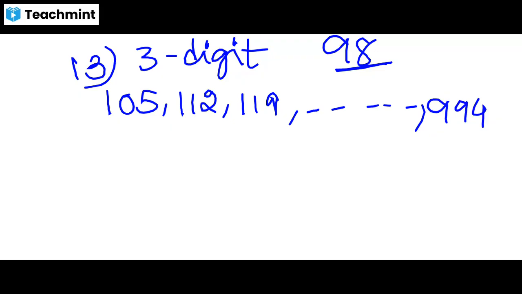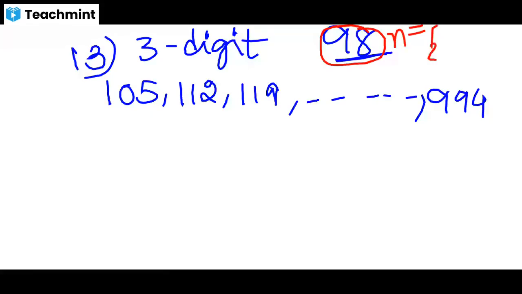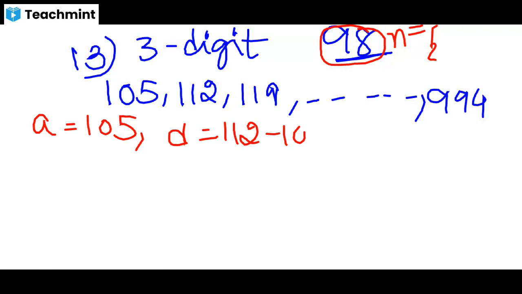So in this, what should you find? You should find the n value. What is given? A is 105. The common difference is the second term minus the first term, 112 minus 105. If they are asking about divisibility by 7, then the common difference is obviously 7 itself. Now we know the last term, an, that is 994. So it is a direct question.